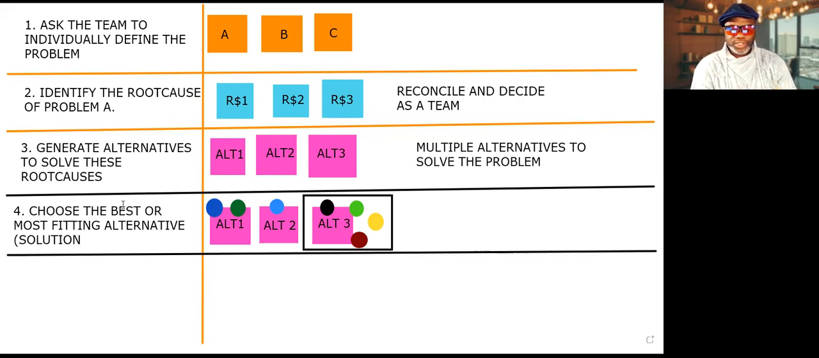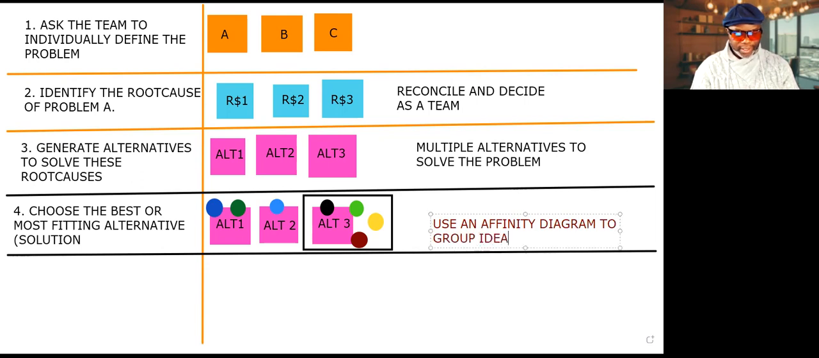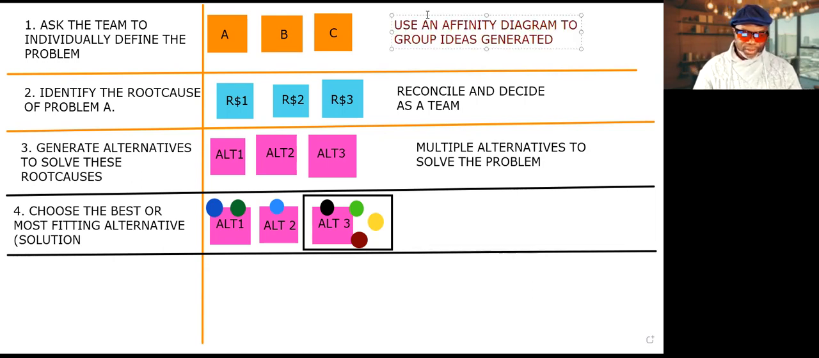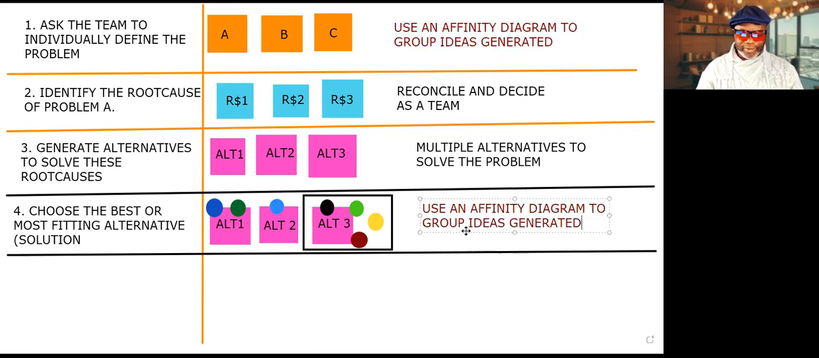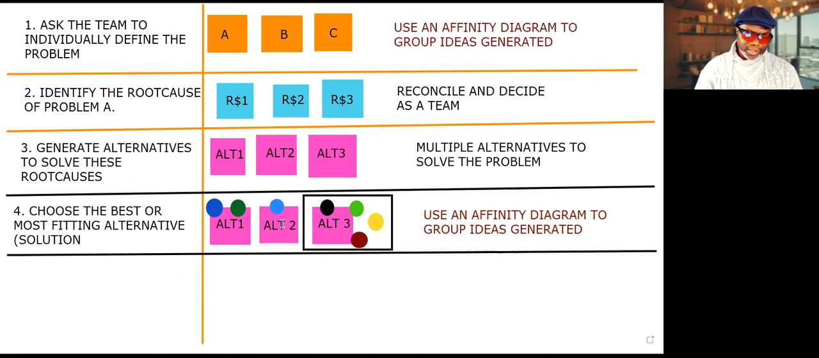Now, when it comes to these solutions, you might have so many solutions that you got to group them using an affinity diagram. So I'll say use an affinity diagram to group ideas generated. Because you could get a whole lot of ideas, so this is the same thought you want to use for every step. Where you may need to use an affinity diagram, go ahead and do it. This is a kind of nominal group technique where you're voting to get the best idea.